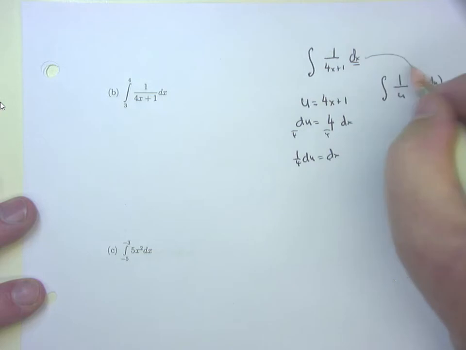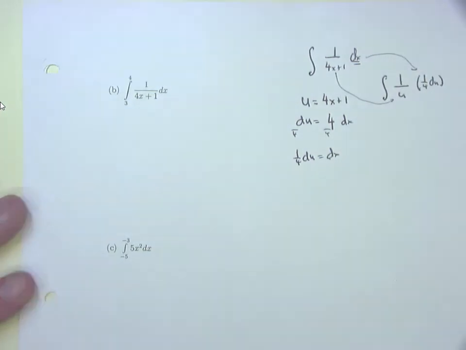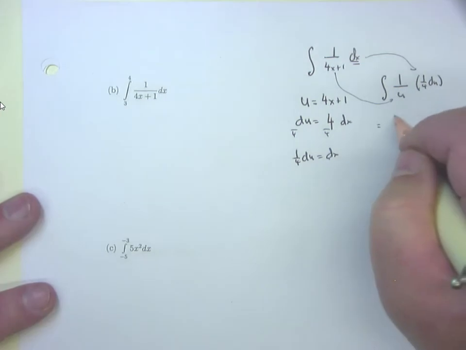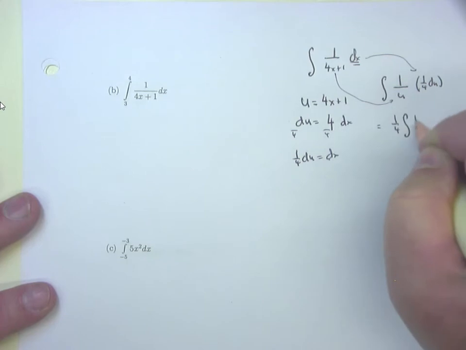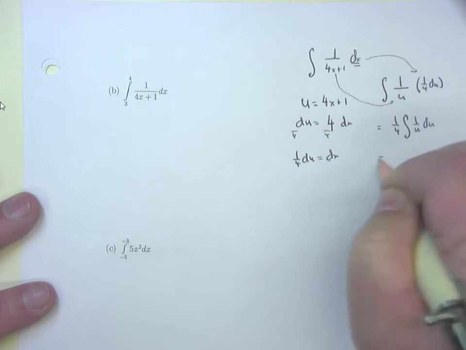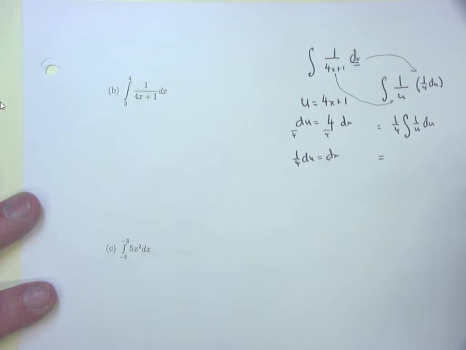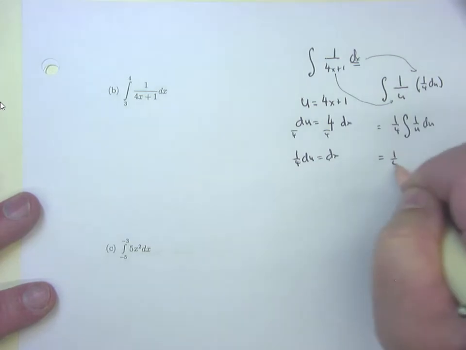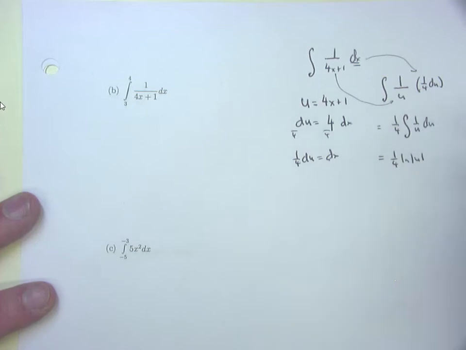Literal substitution. Step 5, clean them up. This is equal to 1/4 the integral of 1 over u du. Then integrate it, turn it into a form you have memorized. What's the integral of 1 over u again? 1/4 natural log absolute value of u.